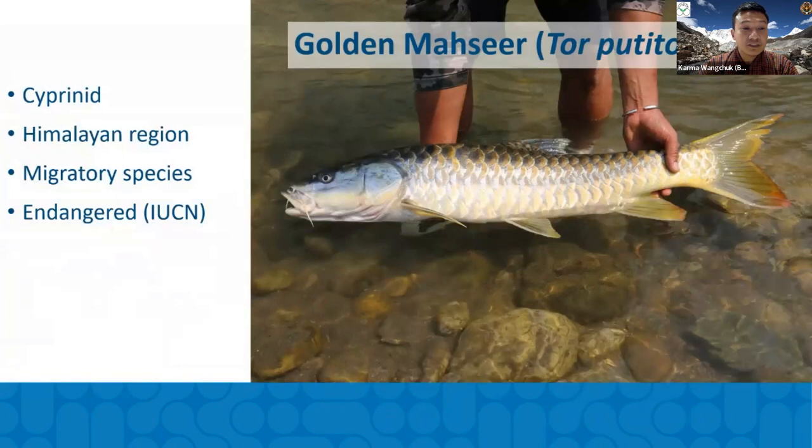So these rivers are home to some unique biodiversity, one of which is the golden mahseer. It's a large riverine cyprinid found all along the Himalayan region. It's a migratory species, of course, and also considered endangered as per the IUCN Red List.